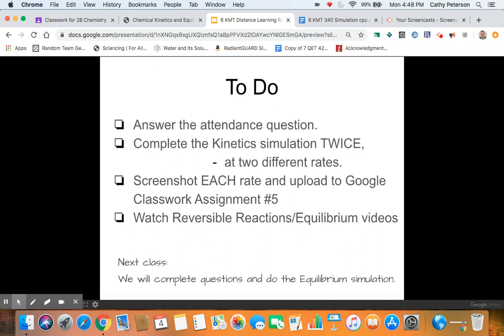Make sure you answer the attendance question. Complete the kinetic simulation twice. Do it at 2 different rates and screenshot each rate to upload to the Google Classroom assignment number 5. Watch the reversible reaction equilibrium videos in preparation for next class. Next class, we'll do the questions and then we'll do the equilibrium simulation.